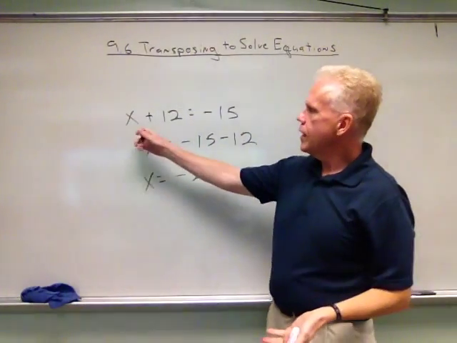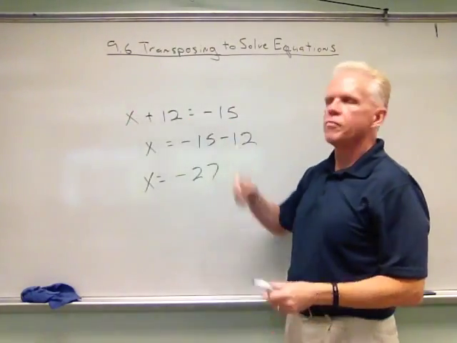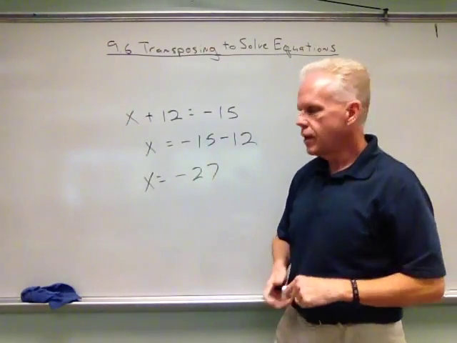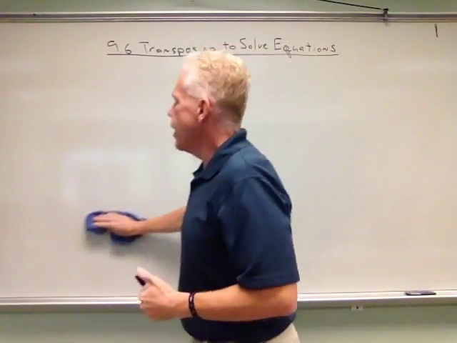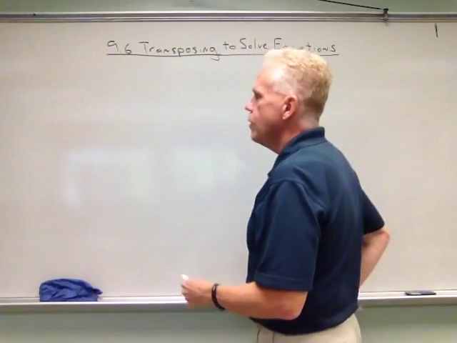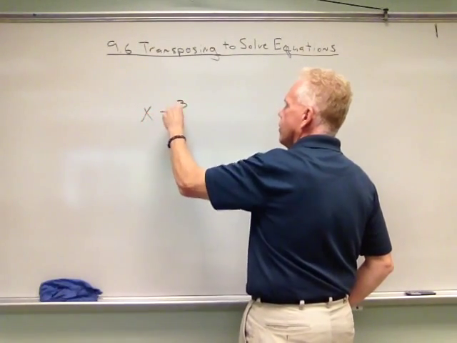In other words, if I put negative 27 in for x, negative 27 plus 12 would give me negative 15. All right? Let's take a look at a few more problems. Nothing like having some examples to help you out here. Sometimes people get a little bothered by fractions with these.